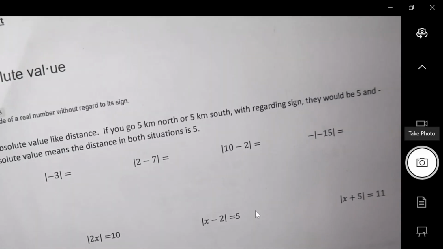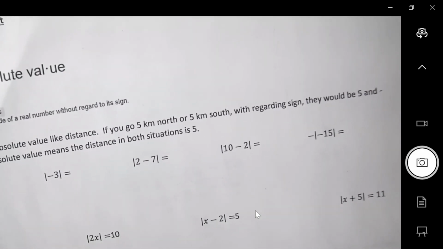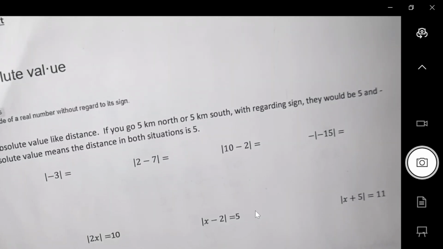Okay, so absolute value is our topic today. Absolute value is defined as the magnitude of a real number without regard to its sign. So I don't care if it's a positive number or a negative number, I'm worried about the magnitude of the number. So when I think of absolute value, I think about distance.